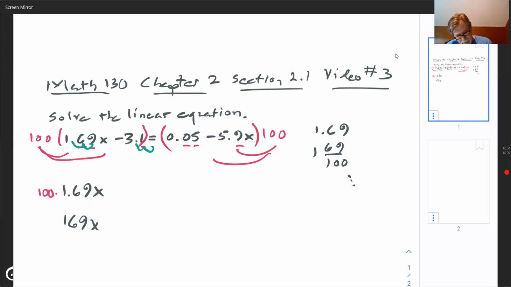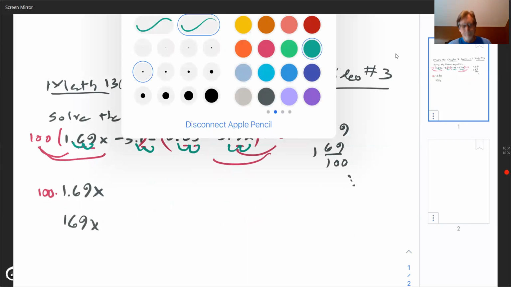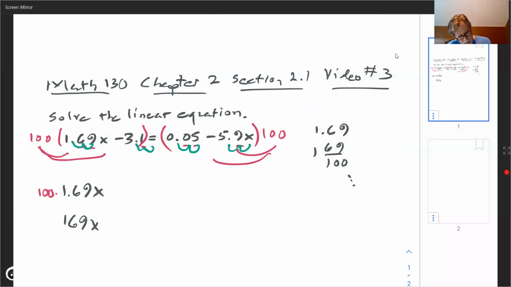So think of it as moving all those decimal points once, twice, once, and twice. And if it's too much for somebody, you put a 0 on the end, right? So in this case, we get 169 minus 310 is equal to 5x. I must have erased an x. No, there is no, it's just 5. And then minus 590x. And you're able to solve the equation after that, okay?